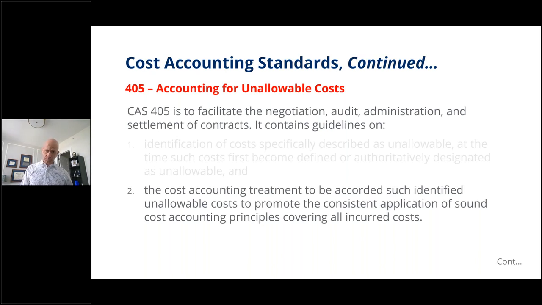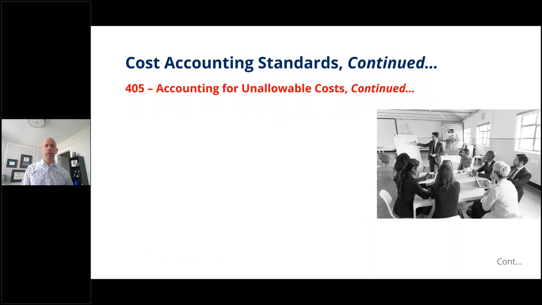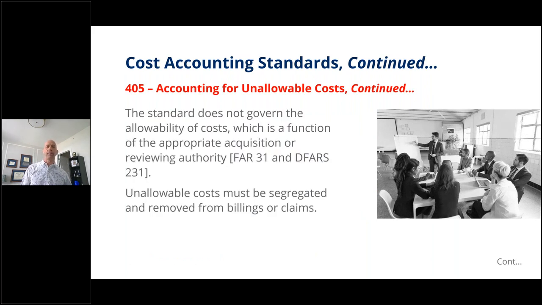CAS 405 helps us deal with those. Note that when we talk about CAS 405, it's not talking about the specific unallowable costs. Those you'll find in FAR 31 and in the DFARS 231. You may have other specific unallowable costs that are called out at the contract level, which we also need to be concerned about. But this is really about how we actually treat the cost, not the identification of the cost. And it's very important that your unallowable costs are segregated in your reports, ideally segregated very clearly in the general ledger, and that they are removed from any billings or claims.